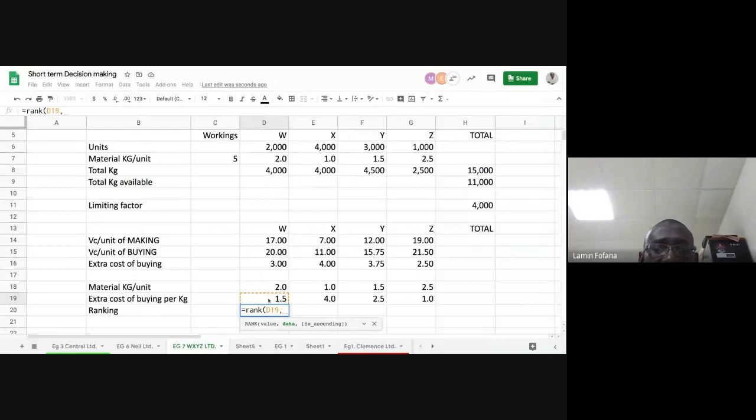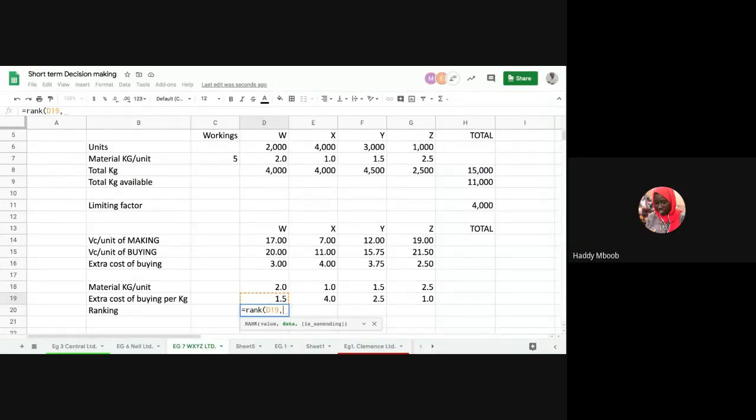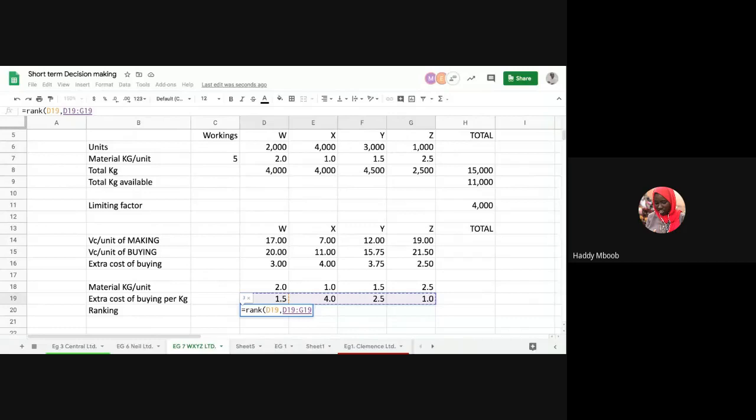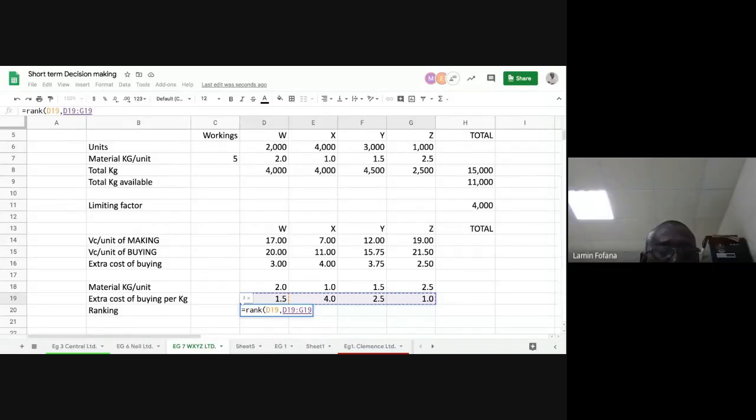And the data starts from where? From D19. Very good. D19. And what do we do to it? We press F4 to make it absolute. Then, in order for it to rank in descending order, we type 0, and then we close the bracket, we enter.